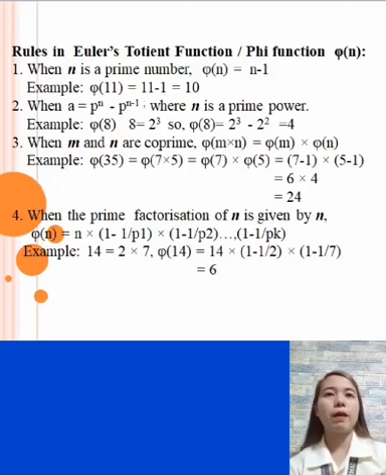Fourth, when the prime factorization of n is given, then phi of n is equal to n times 1 minus 1 over p1 times 1 minus 1 over p2 and so on, up to 1 minus 1 over pk. For example, 14 is equal to 2 times 7. Phi of 14 is equal to 14 times 1 minus 1 half times 1 minus 1 over 7. We use the fractions 1 half and 1 over 7 because the denominators 2 and 7 are the prime factors of 14. Then phi of 14 is equal to 6.